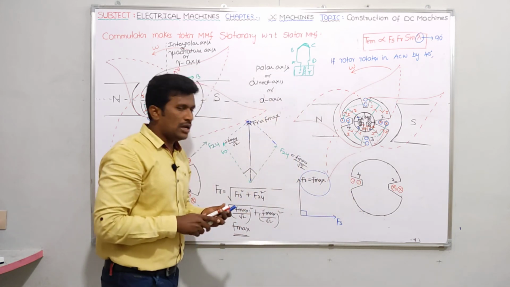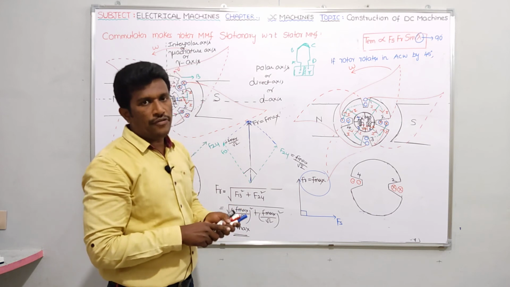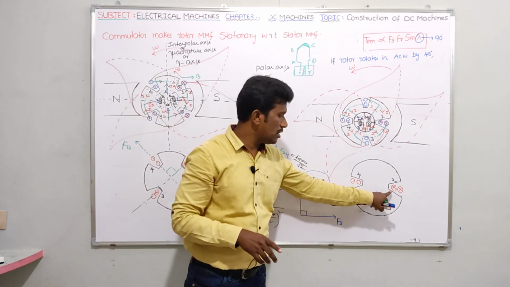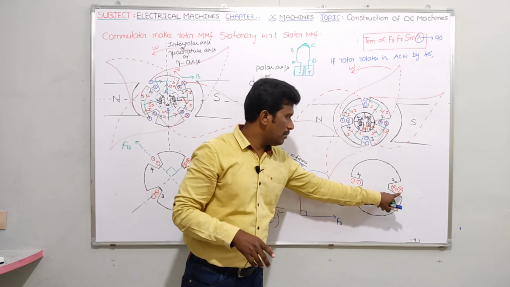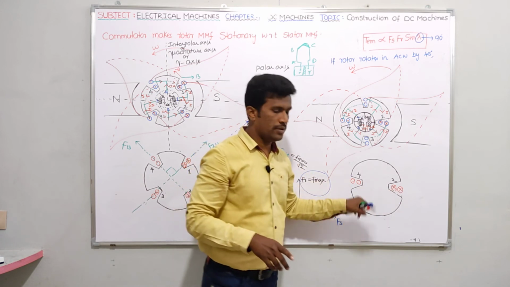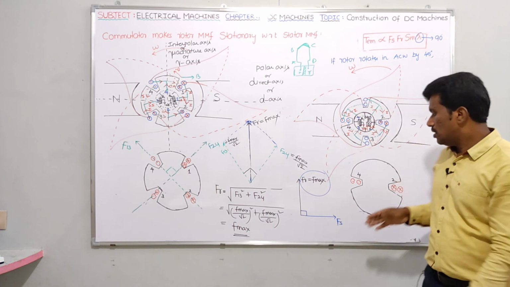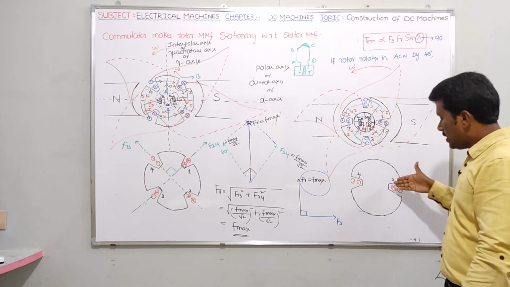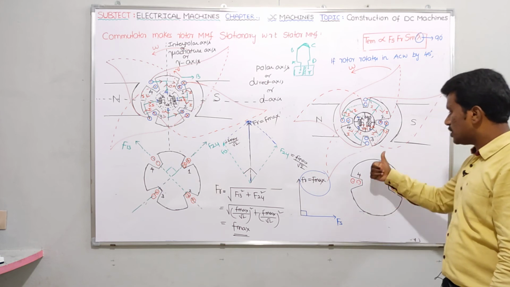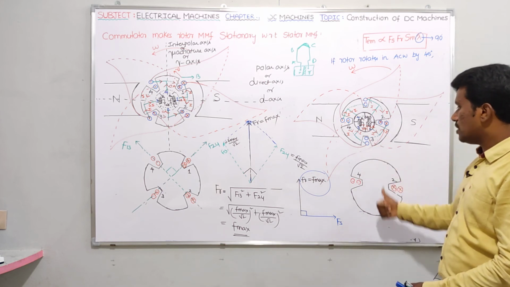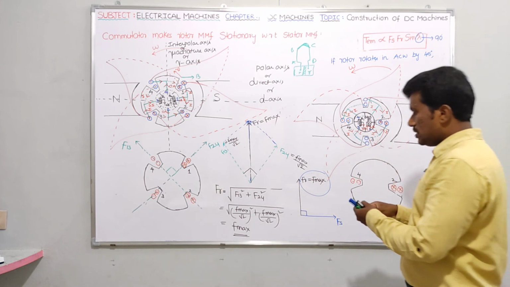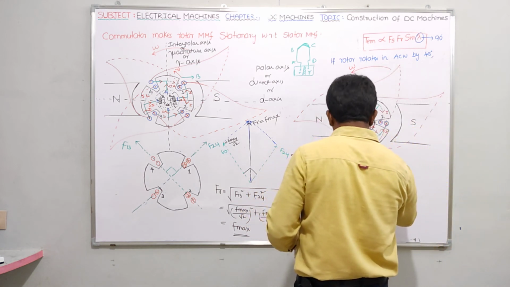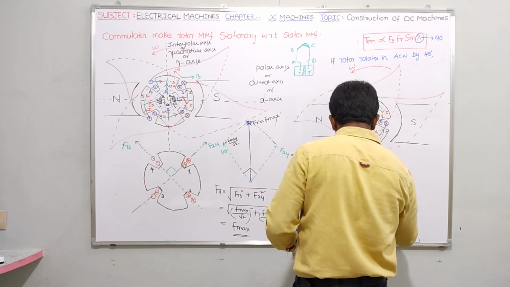Now tell me, what is the direction of flux due to slot number 2 and slot number 4? Apply the right hand thumb rule. In slot number 2 the current is entering, and in slot number 4 the current is leaving. Entering, leaving means the direction of flux is upwards, and the direction of MMF is upwards. So the direction of rotor MMF will be upwards like this.